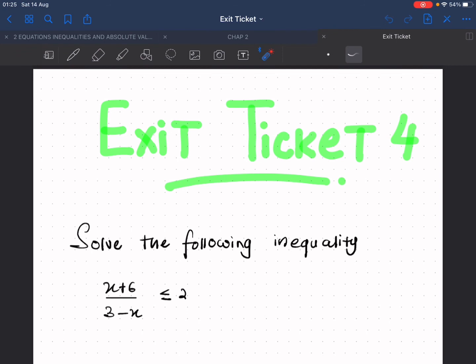So this is your exit ticket. A question for rational inequalities. I do not give the answer this time. Okay, because when I give the answer, suddenly your answer is correct. Okay, the working is all wrong, suddenly the answer is correct. So now I want you to solve this inequality and submit your answer in GC. Okay, that is all. Thank you.